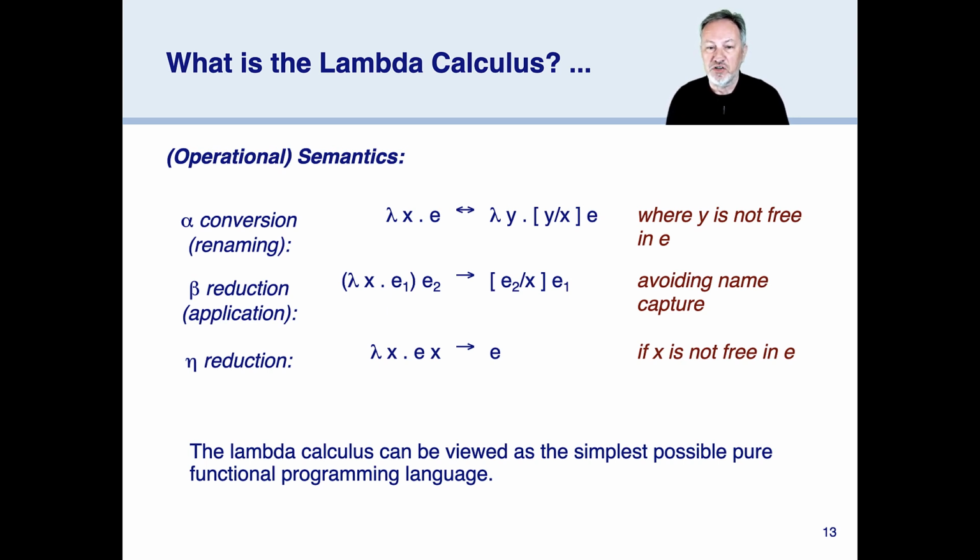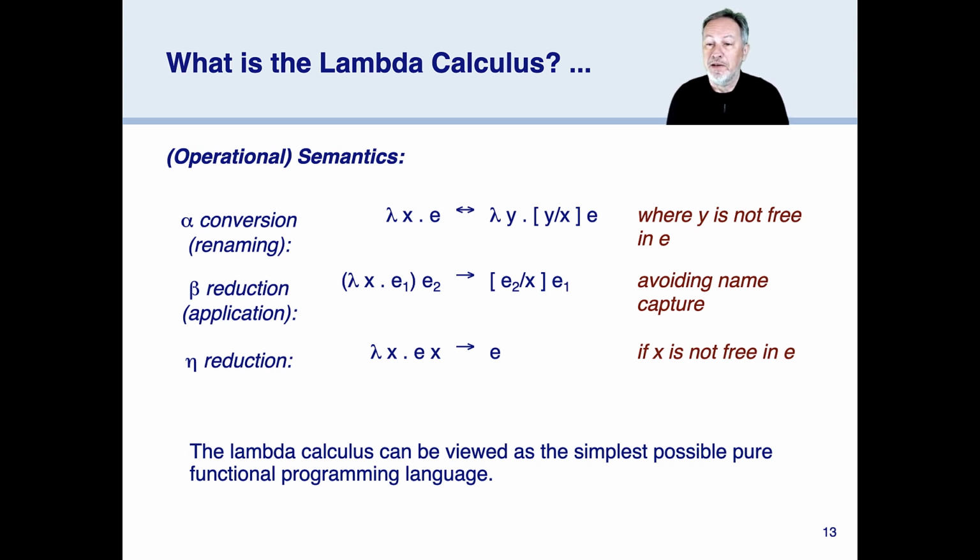So here's a function, lambda x dot e1. That's the function, and we're going to apply it to an argument e2. What does that mean? Well, it just means that we're going to evaluate the body e1 by replacing every occurrence of x by the value e2. So that's what we see on the right-hand side. So to evaluate the thing on the left-hand side, we're just going to execute the body e1, replacing every occurrence of x by e2. That's all there is to it. So that's one operational step.